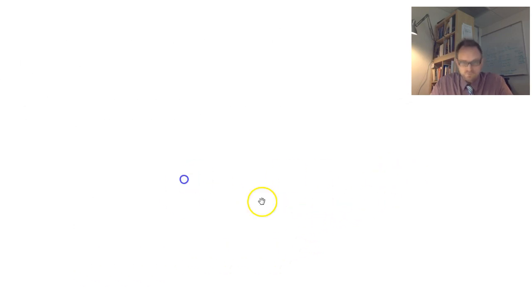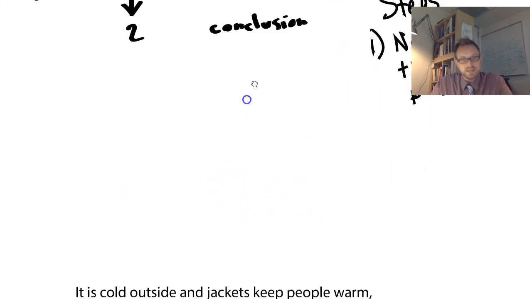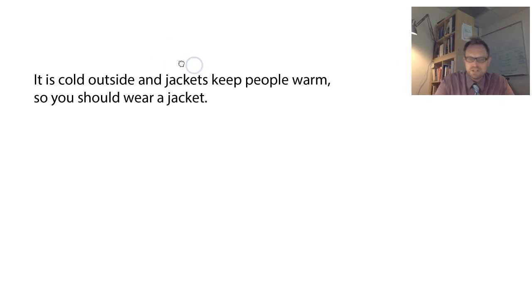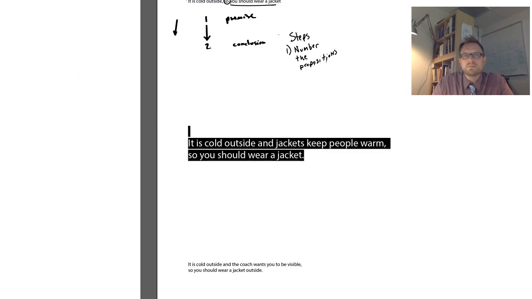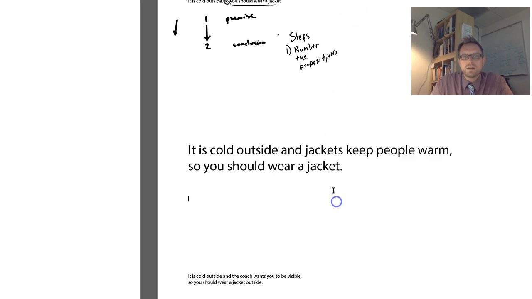So let's scroll over here and take a look at what the example is. I'm going to make this a little bit bigger. Okay, so now someone says this. It's cold outside and jackets keep people warm, so you should wear a jacket. So imagine if we were going to diagram this argument here. We're slowly building in complexity.